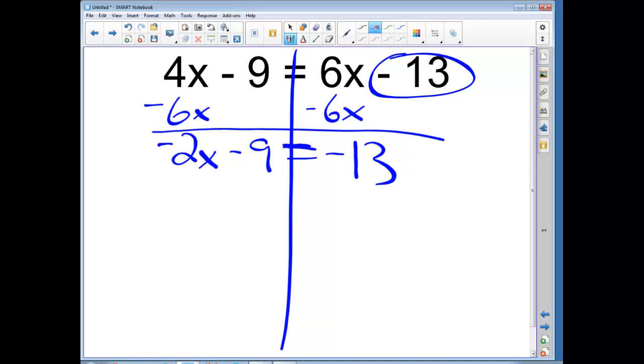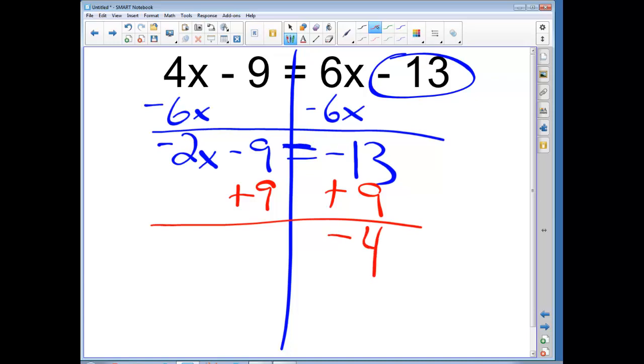Get rid of the minus 9, so we're going to add 9 to both sides. Add 9, negative 13 plus 9 is? Anybody? Yeah, there we go. Negative 4, great. So we have a negative 2x equals negative 4.